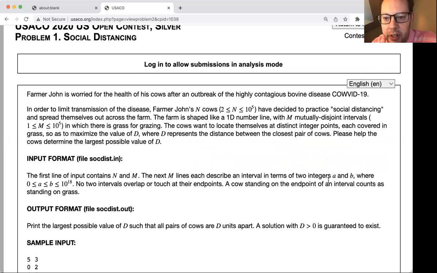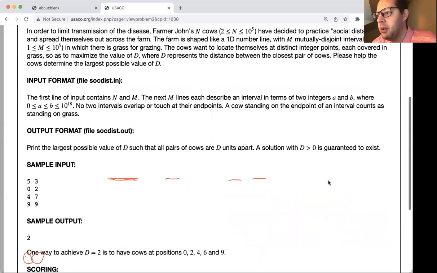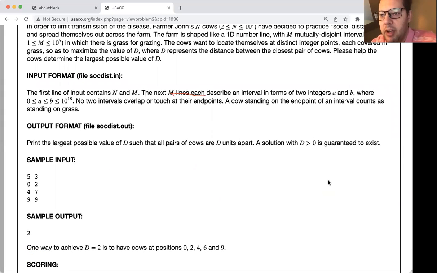The first line of input contains N and M. N's the first value, M's the second. The next M lines each describe an interval in terms of 2 integers A and B, where 0 is less than or equal to A, which is less than or equal to B, which is less than or equal to 10^18. 2 important pieces of information. One is that A and B might be equal to each other and also might be equal to 0. Second is these numbers are going up to 10^18. So you're going to need a long integer for that. You probably won't be able to use a classic int.